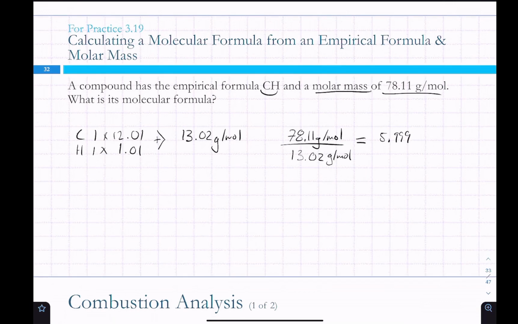So what do we do with that information? Well, what is the molecular formula then? Or how do we get there? This is our whole number, our integer value. So we multiply it. You multiply this whole number integer that we get by the number of each atom in the empirical formula. So 6 carbons, 6 hydrogens.